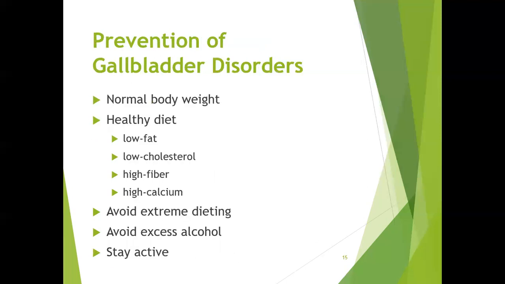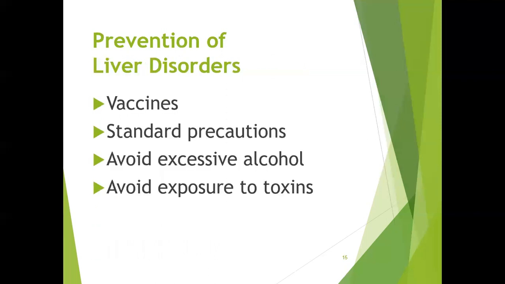Prevention of gallbladder disorders. What can we do to prevent a problem? Well, we can have a normal body weight. We can also eat a healthy diet, low in fat, cholesterol, high in fiber, and high in calcium. Avoid extreme dieting. Extreme dieting has been known to cause gallbladder issues. Avoid excessive alcohol and stay active.